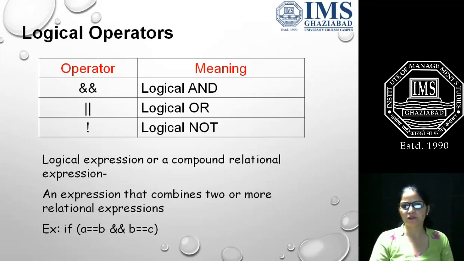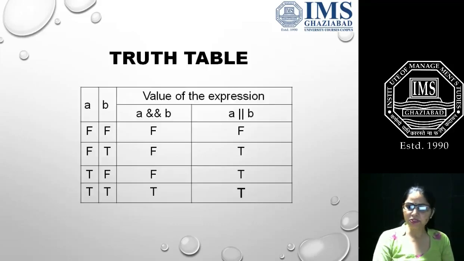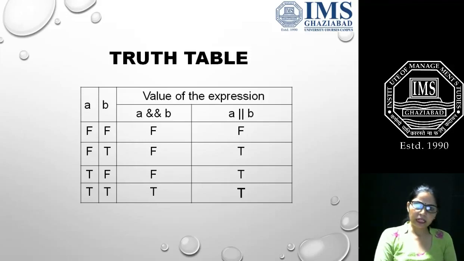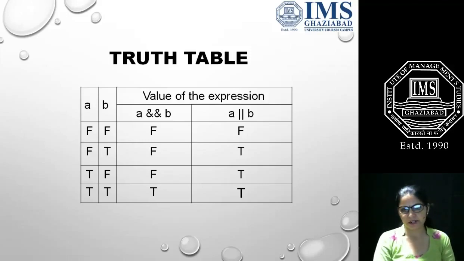This can be explained using the following truth table. I have the truth table for both logical and and logical or. Say expression A is false and expression B is also false, then A logical and B is also false. If A is false and B is true, A logical and B is false. If A is true and B is false, logical and is false. And when both A and B are true, only then logical and would give a true result.